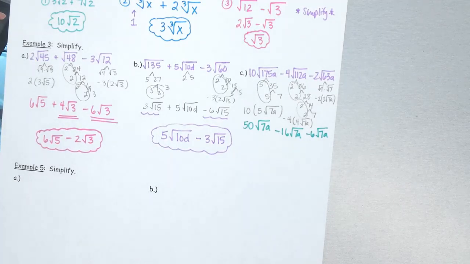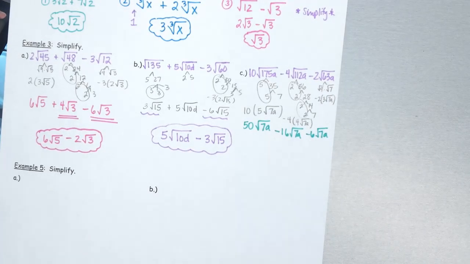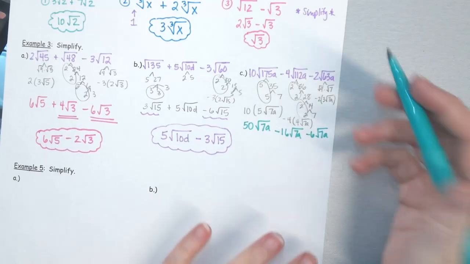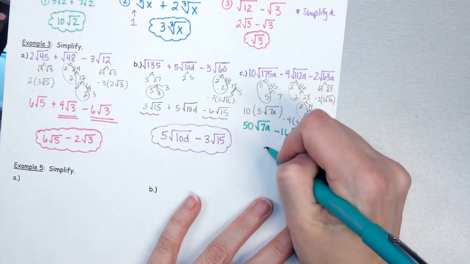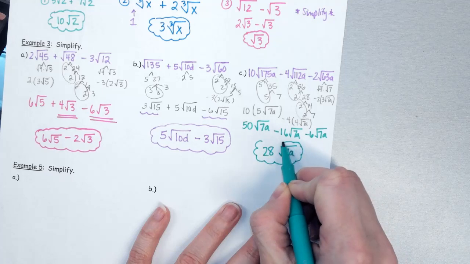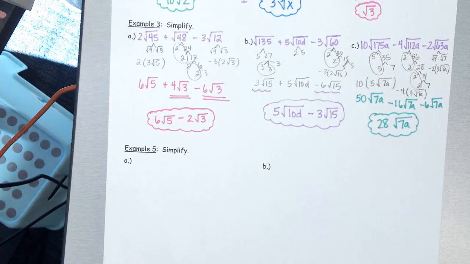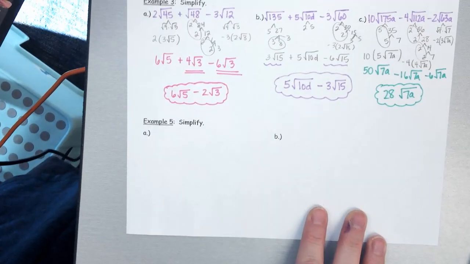Okay, so all of these are like terms. They all have a square root of 7a, and then you can decide how you want to do the subtraction. Do you want to do 50 minus 16 and then subtract 6? You want to combine the two negatives and then subtract, that's fine. Okay, so what do you end up with as your coefficient? 28. Okay, so you could do this as negative 22. 50 minus 22 is the 28, which is the way I thought of it. You can also subtract that and then subtract. All right, so that is adding and subtracting radicals.